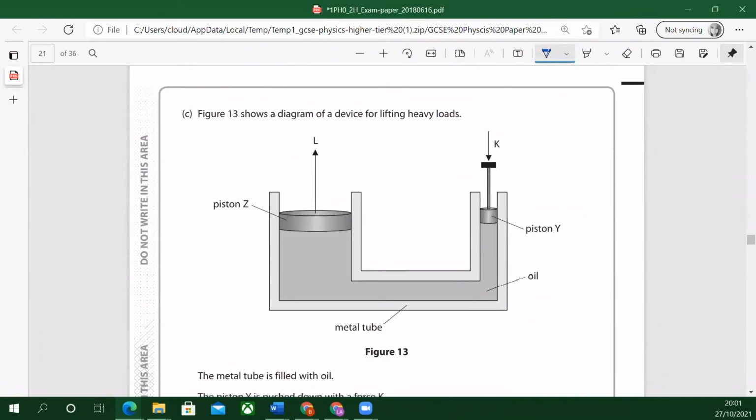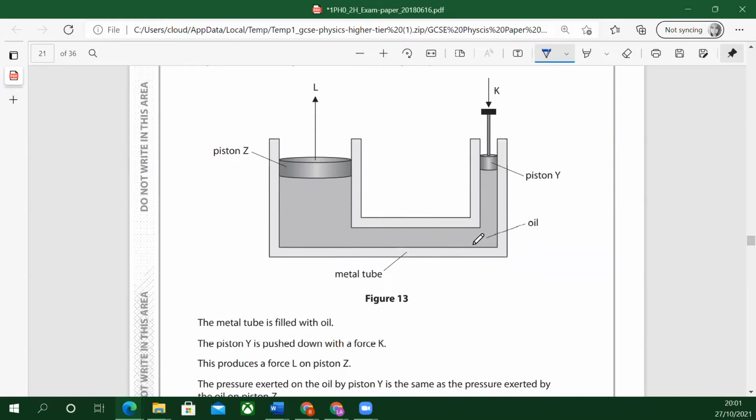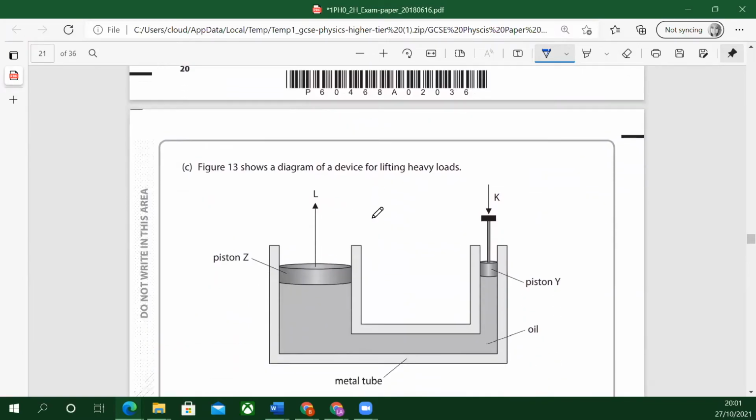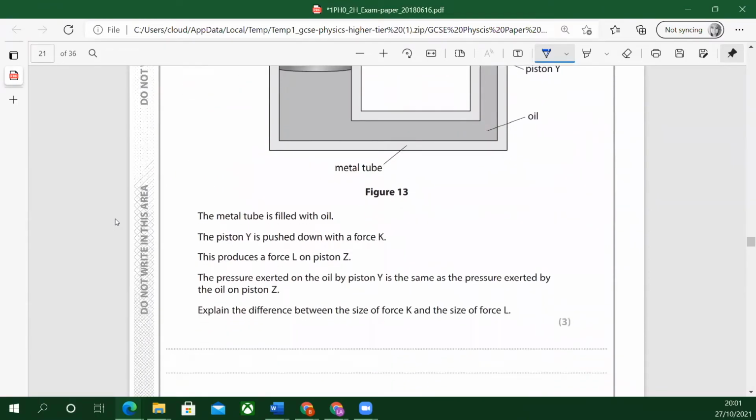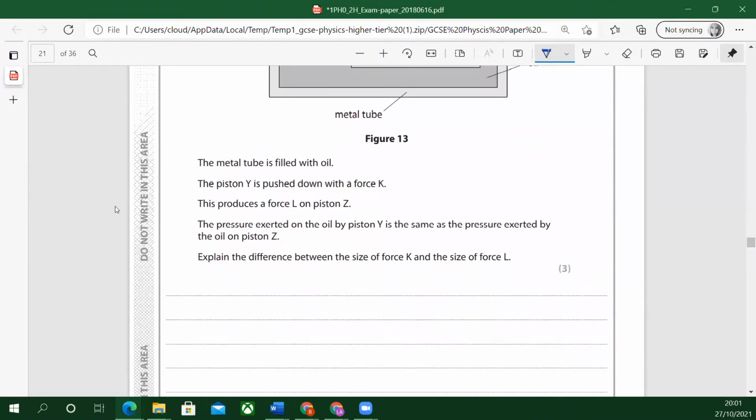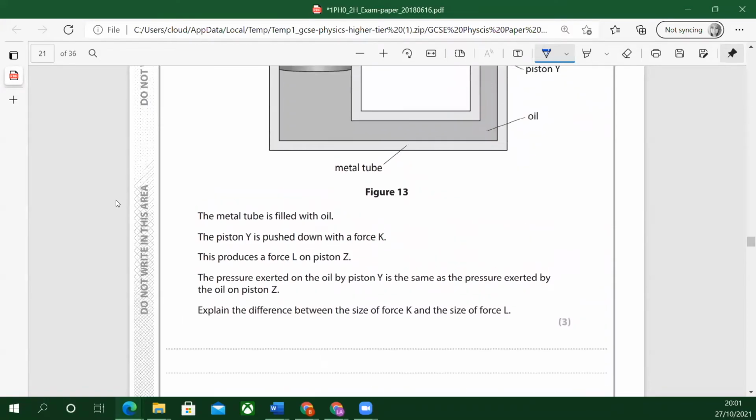Figure 13 shows a diagram of a device for lifting heavy loads. Piston Z, piston Y. It looks like you push piston Y down. There's oil in it, and that's a metal tube. It's like a hydraulic system, that's called. The metal tube is filled with oil. Piston Y is pushed down with a force K. This produces a force L on piston Z.